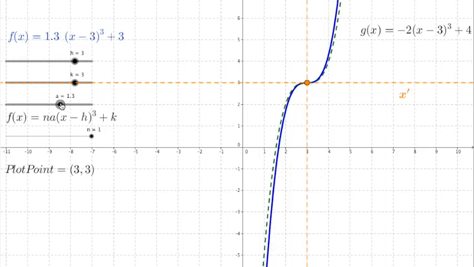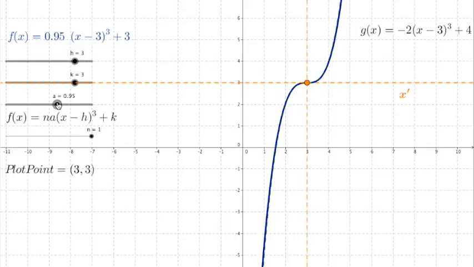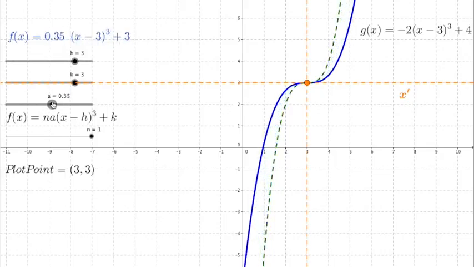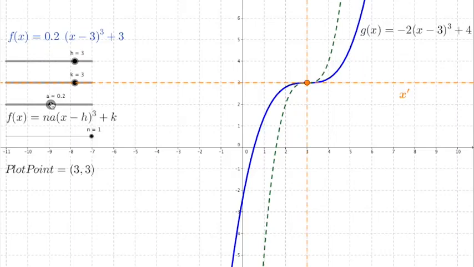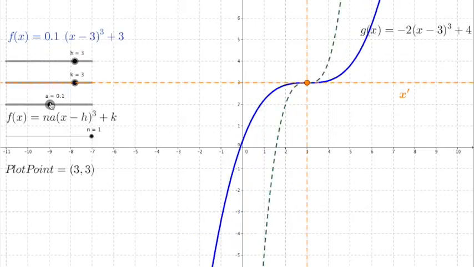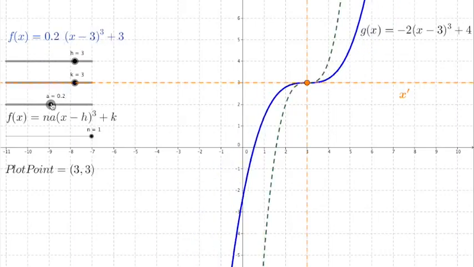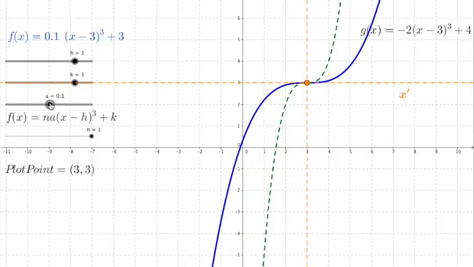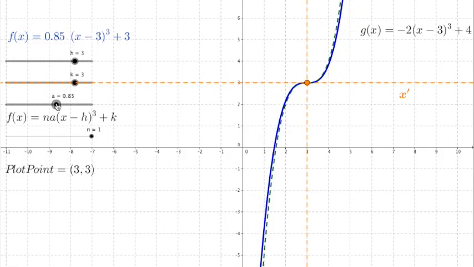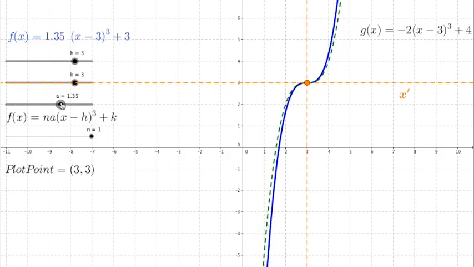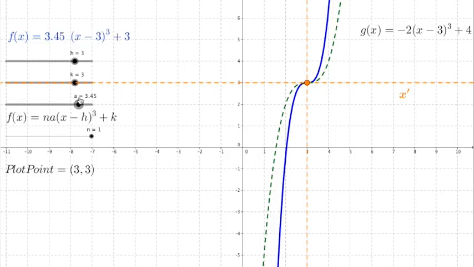Now let's go the other direction. Let's put it back at 1. So if A is between 0 and 1, it gets closer to the horizontal axis, in this case x prime. So between 0 and 1, it gets closer to the x-axis, or the horizontal line. And if A is bigger than 1, it gets closer to the vertical line. So that's what A does.